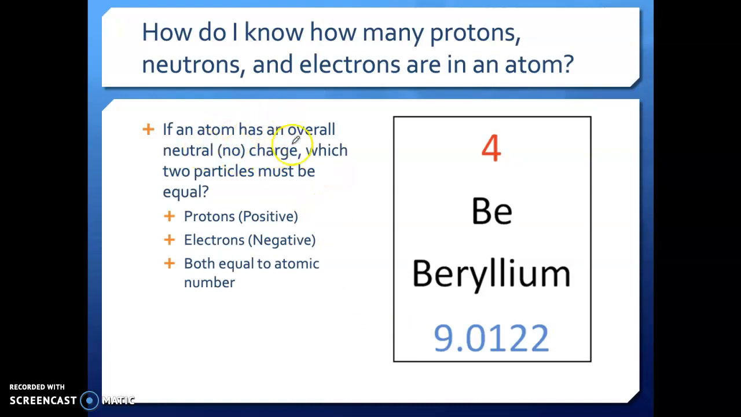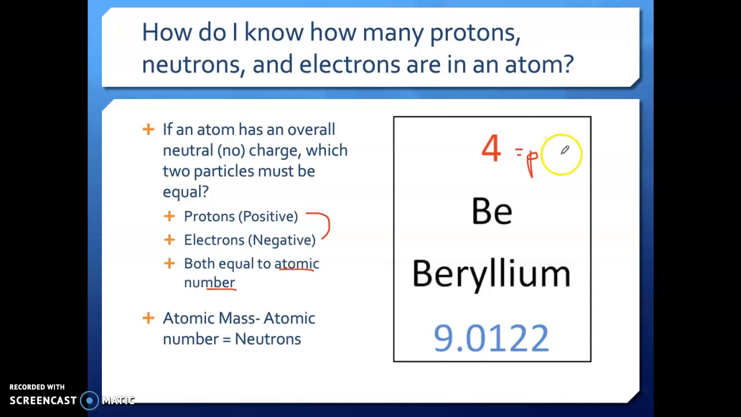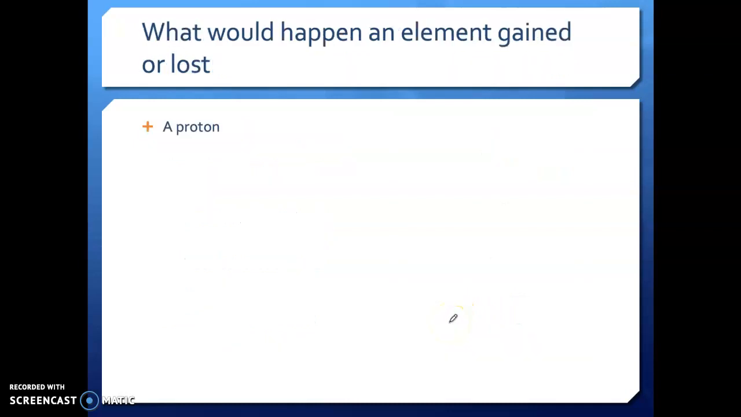If we're assuming it has no overall charge, that means two things have to be equal, those guys, protons and electrons. Both are equal to the atomic number. So this right here tells me that I have 4 protons and 4 electrons. Okay? And the atomic mass, you've got to round it. So this would be 9 minus atomic number 4, which gives me 5 neutrons. So you've got to round this number right here to the nearest whole. In this case it's down, but it's not always down.